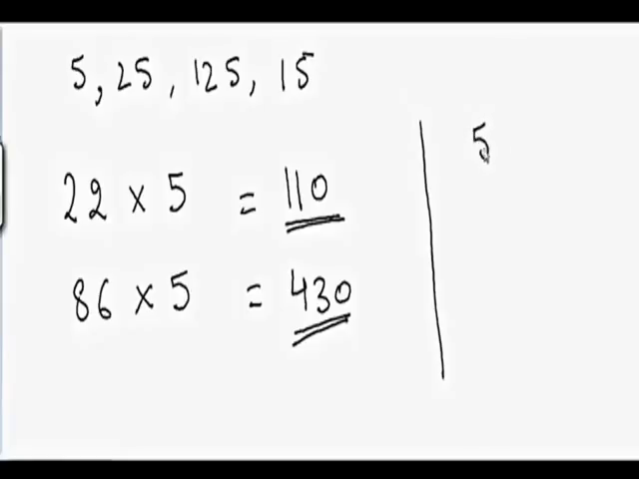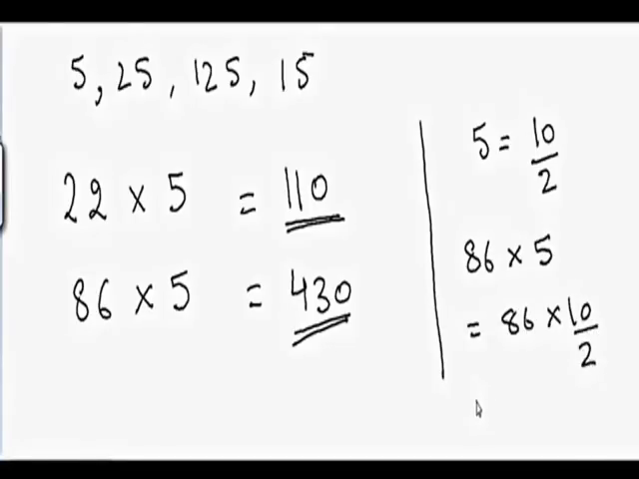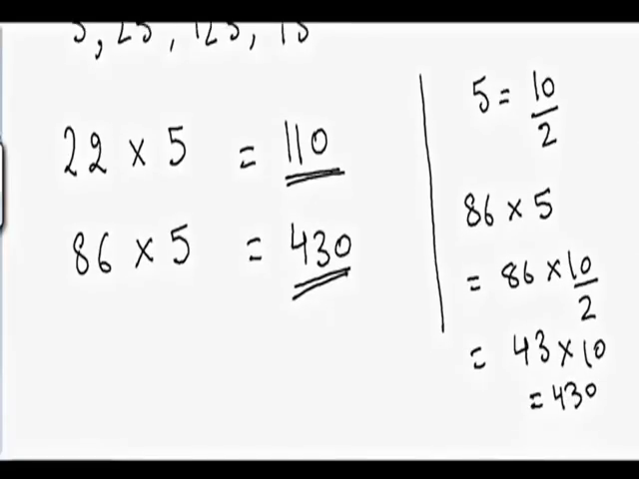So 5 is equal to 10 divided by 2. So in a way, if I multiply 86 by 5, that is equal to 86 into 10 divided by 2. So that will be equal to 43 into 10 is equal to 430. So as you can see, this is nothing new, and most people already know this, but we don't remember these concepts when we are doing some calculations in the exam or in the market. So it's very handy if you remember this kind of concepts.